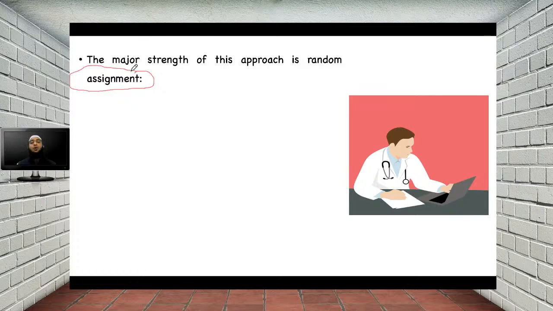So there could be the possibility of a psychological effect when the patient knows what medicine he is taking. But in a randomized clinical trial, since the investigator allocates the patient randomly and the patient is not aware of what medicine he is taking, there is very little possibility of such a psychological response in the patient. So this is the major strength of the randomized clinical trial.